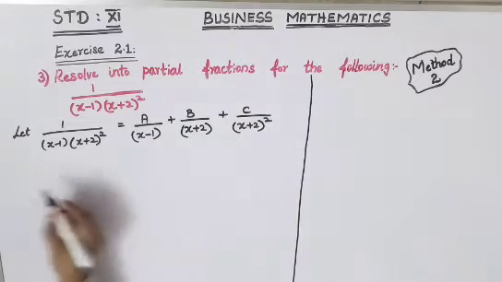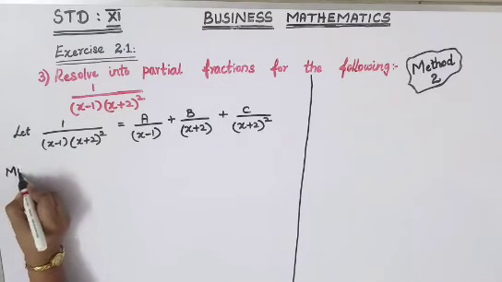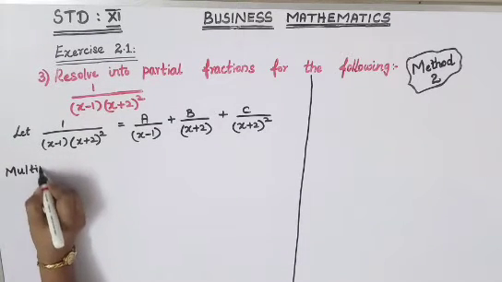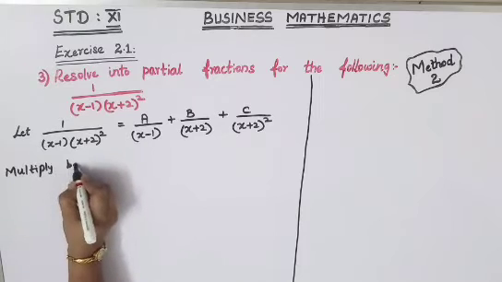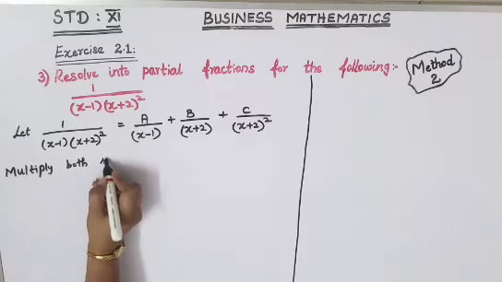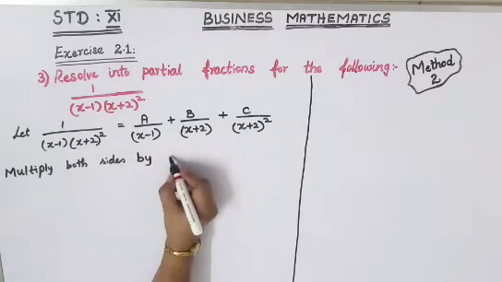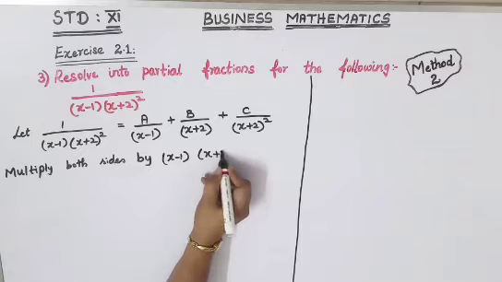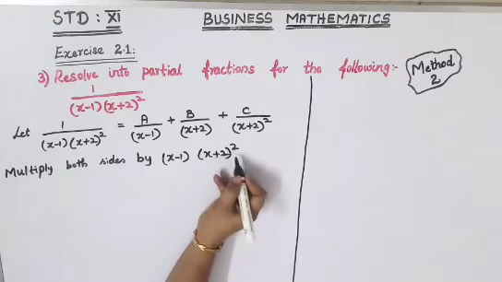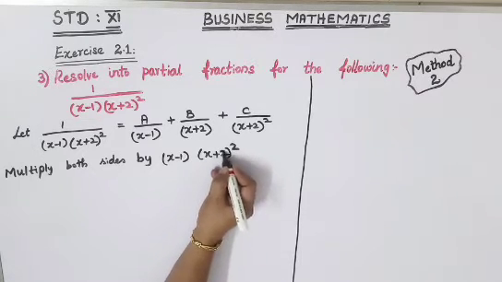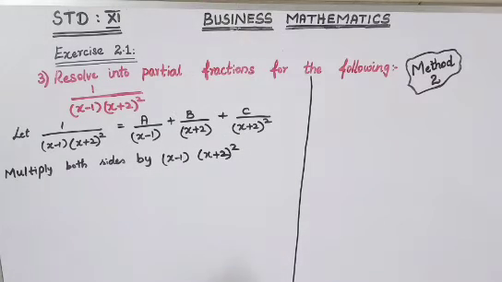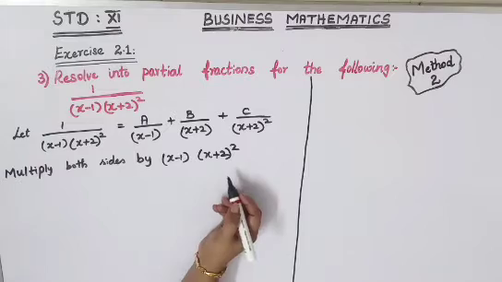Once you finish this, multiply both sides by your denominator, this side denominator, which is (x minus 1) into (x plus 2) the whole square. Otherwise you can find the LCM. If you are comfortable with the LCM, you can find the LCM towards your right hand side. Otherwise you have to multiply it. I've just done it with the multiplication method.